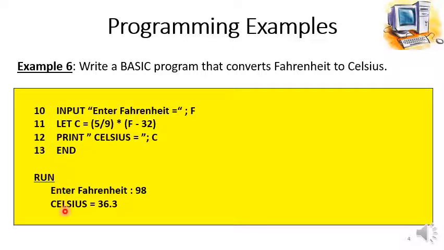So whenever we run this program, first it will display the message "enter Fahrenheit". Let's say the value is 98 Fahrenheit. Whenever you input this value and press enter, automatically with the help of this expression, that Fahrenheit temperature will be converted into Celsius. And in the third statement, we are just displaying the message "Celsius is equal to" and the value of C, that is 36.3. So the temperature which was given in Fahrenheit is converted into Celsius.